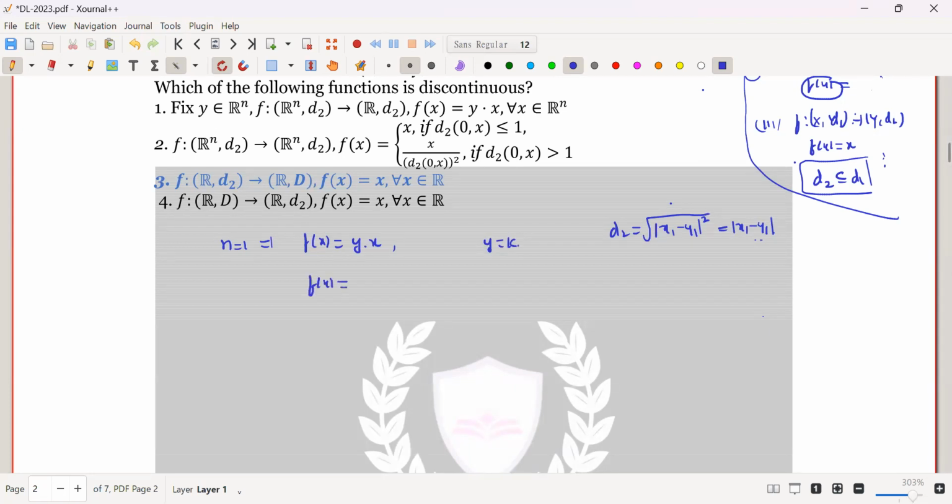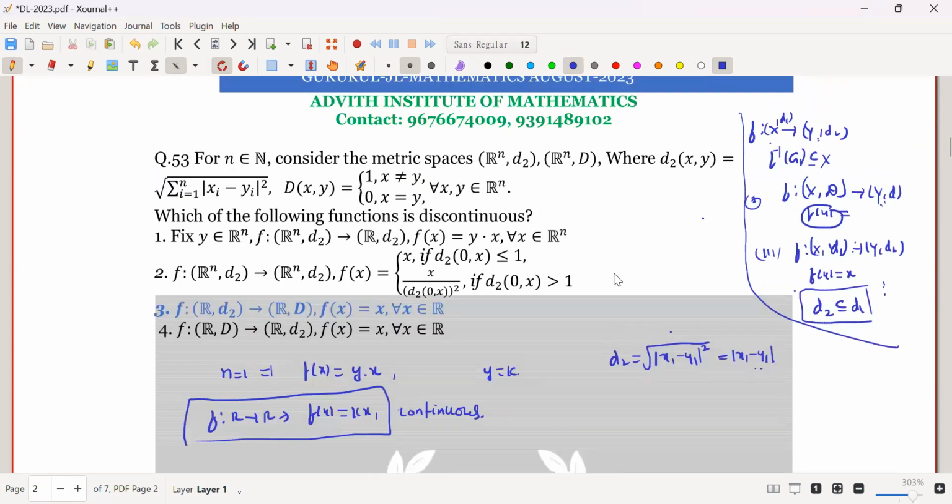Therefore f of x equal to kx. Domain and range is R. We know that in the real number system, f of x equal to kx, where k is any positive or any real number, is always continuous. So it is continuous for n is equal to 1. So this function is continuous. So option 1 is continuous.